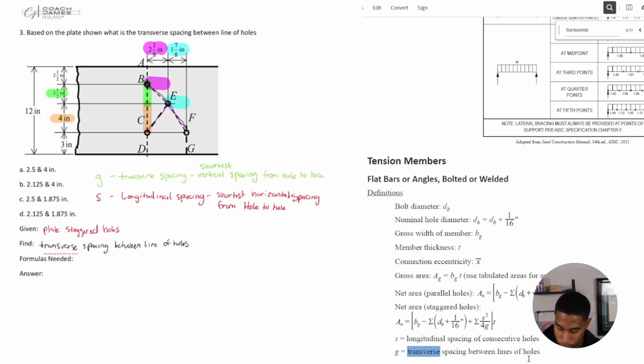So what is our answer here? Use the plate. We're trying to find the transverse vertical distance between the holes. In this case, our answers could either be 2.5 or 4, so 2.5 and 4 inches. So answer A. Making sure you know how to read this stuff and being able to plug and chug is going to be very, very important.